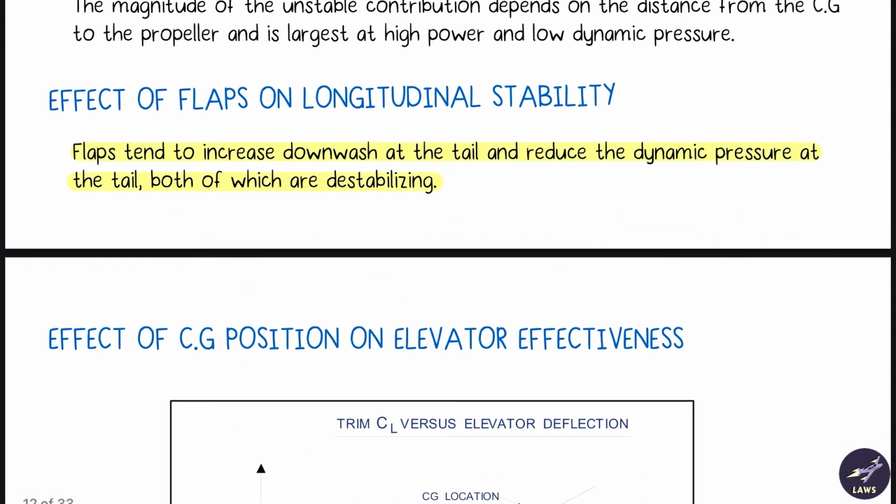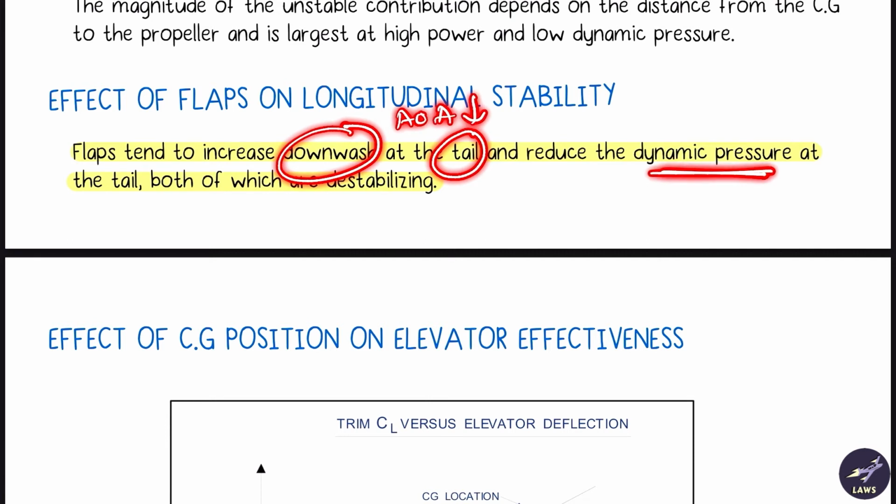Next is the effect of flaps. Flaps increase the downwash at the tail. So downwash increases, your effective angle of attack is reduced, your angle of attack reduces. And your speed reduces, which means your dynamic pressure reduces. Since both of these reduce, your lift will also reduce and your tailplane will not be able to produce enough stabilizing moment.